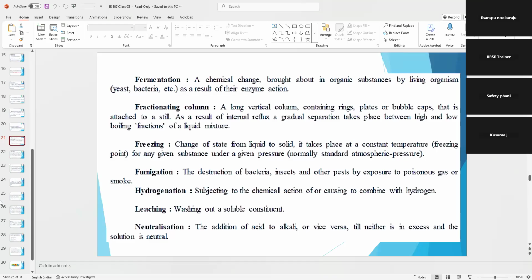So it is also a similar kind of distillation process. Then freezing, so again it is converting liquids to solids. It takes place at a constant temperature, the freezing point, for the substance under a given pressure, and it will convert from liquid to solid.